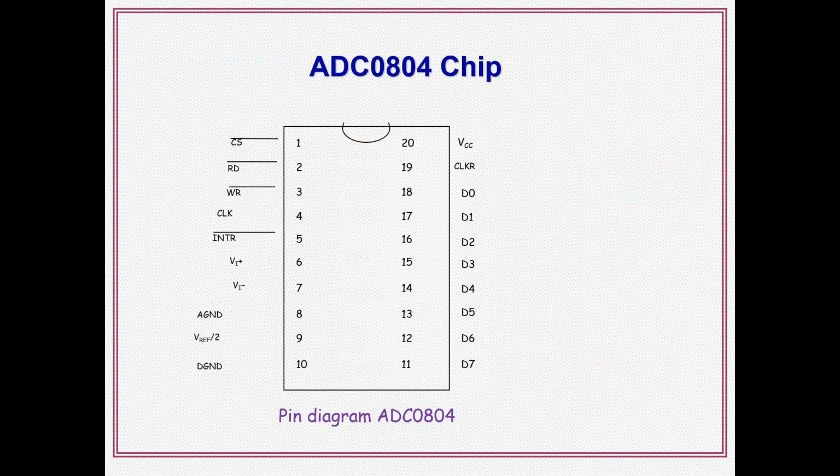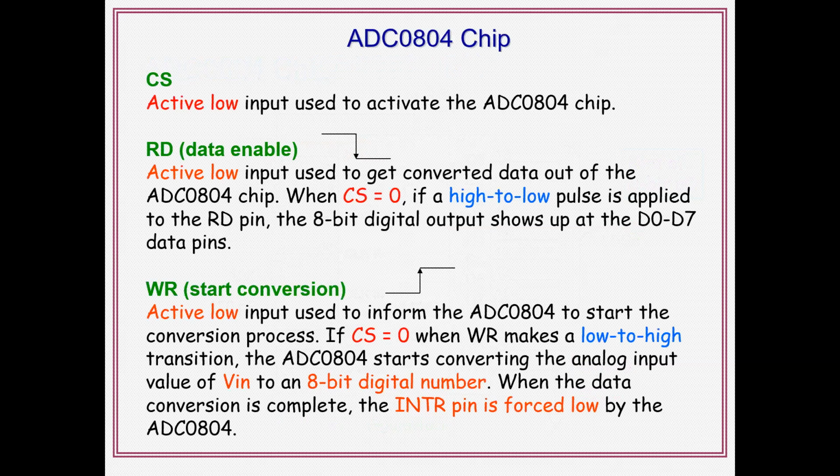This is the internal diagram of the ADC 0804 chip. The pin diagram is a 20-pin IC in a dual-in-line package. The first one is CS bar, an active low input used to activate the IC. So it acts as a global pin for activating the ADC.